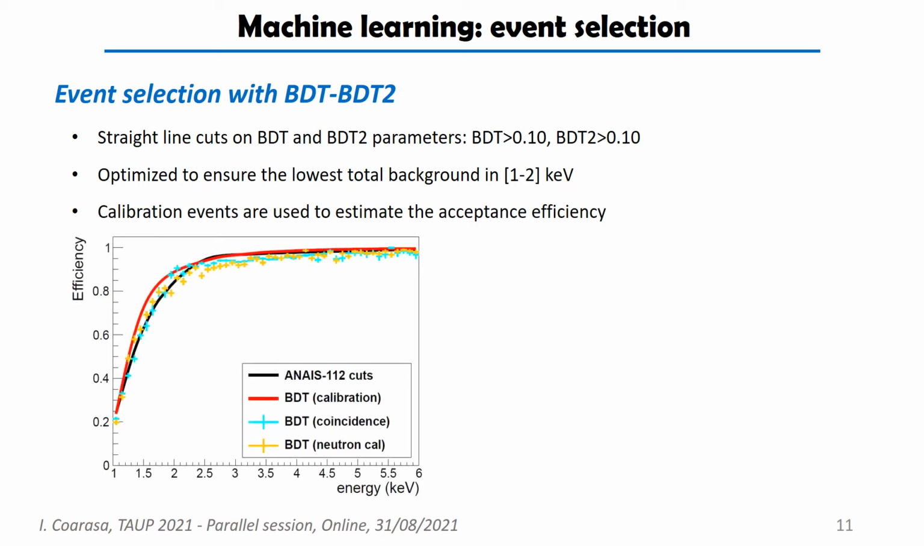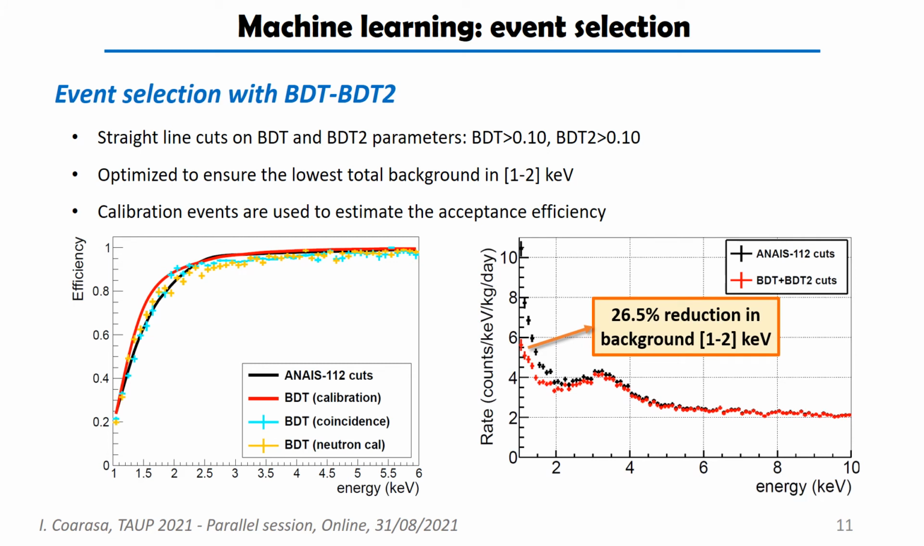In the figure on the left, we see in red the efficiency obtained with this machine learning method, and in black that obtained with the cuts defined in ANAIS. In addition, it is superimposed the efficiency calculated with the VDT technique from the coincidence events of sodium-22 and potassium-40, or from our recent calibration with neutrons. All of them are compatible with each other.